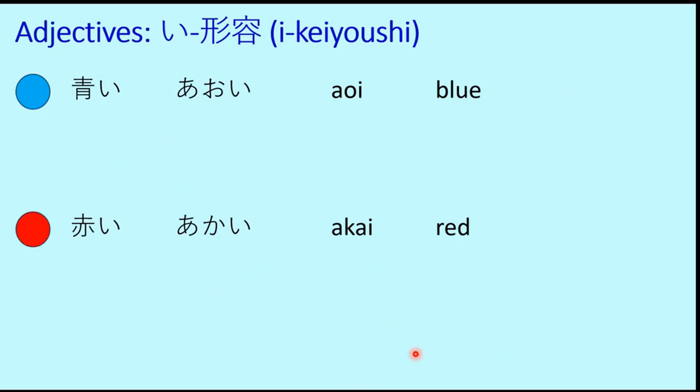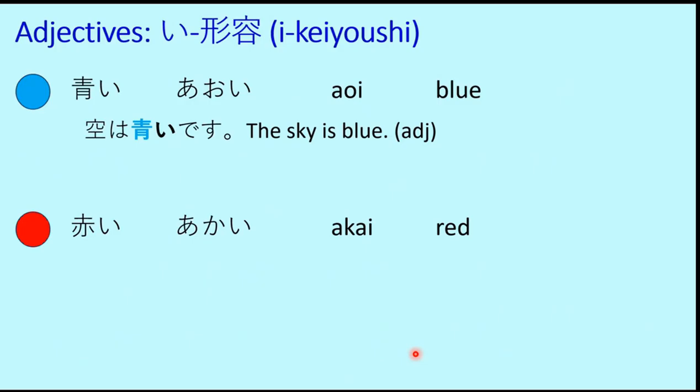So now let's take a closer look at how these colors are used. So first one is blue color, aoi. So this is an example. The sky is blue. Sora wa aoi desu. Sora is sky and aoi is the blue. So here the word blue is used as adjective, aoi.